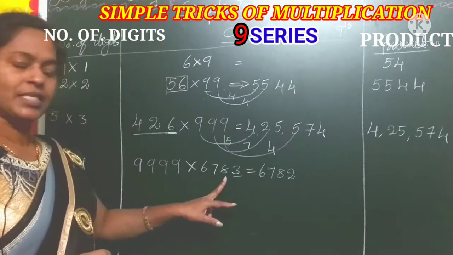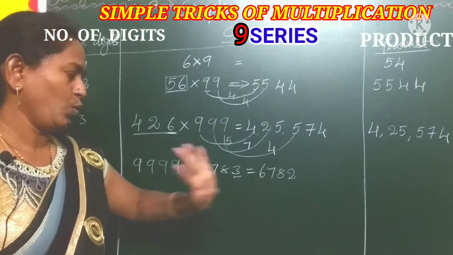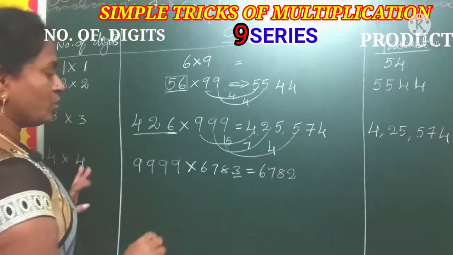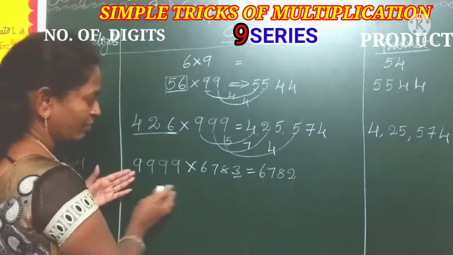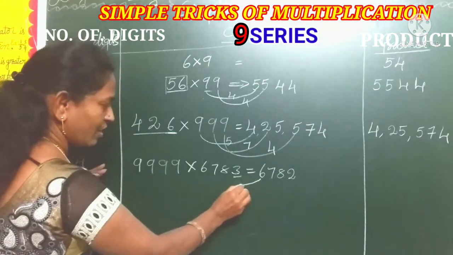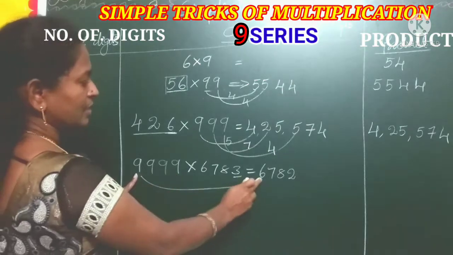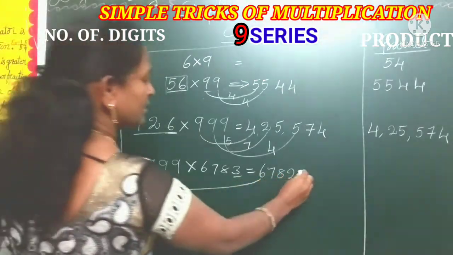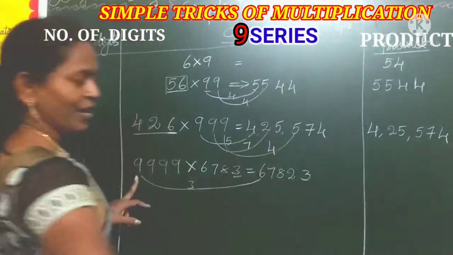6,782. Just subtract 1 means 6,782. Now, what we should do? Same process. What is that? Difference of the leftmost places. Here, what are the leftmost places? 9. Difference of 9 and 6. Difference of 9 and 6 is how much? 3. So, it is 3.